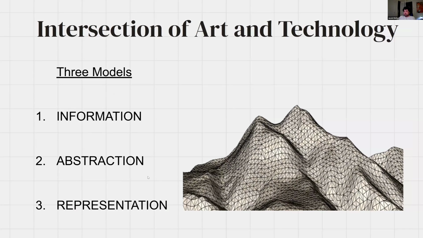Okay, so let's talk about the intersection of art and technology in a more philosophical way, because I think doing it at this high level is going to be a little more interesting for everybody. I came up with three general models to look at this intersection, this way that we can communicate between what seem like two different worlds. And I've arranged them in such a way that if we look at it from many different angles, we can get a better idea of what's going on.